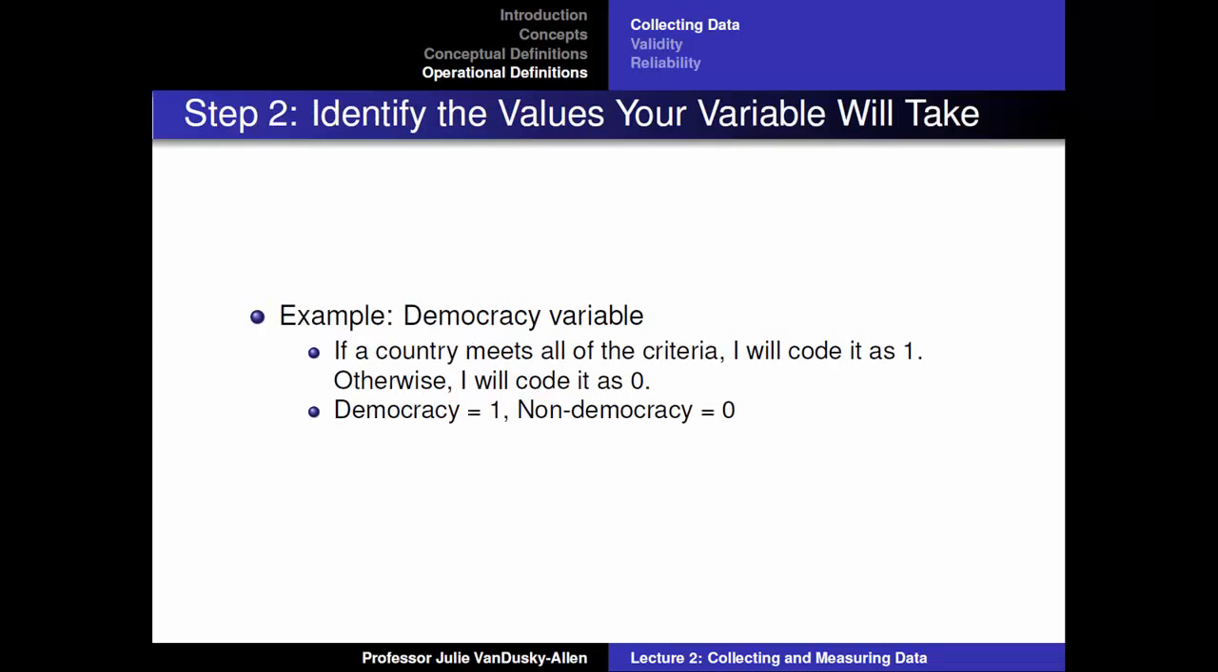The next step in creating an operational definition is identifying the values your variable will take. For example, with our democracy variable, we can make a rule that when we identify a country as democratic, we can give it a value of 1, and all other countries will receive a value of 0.